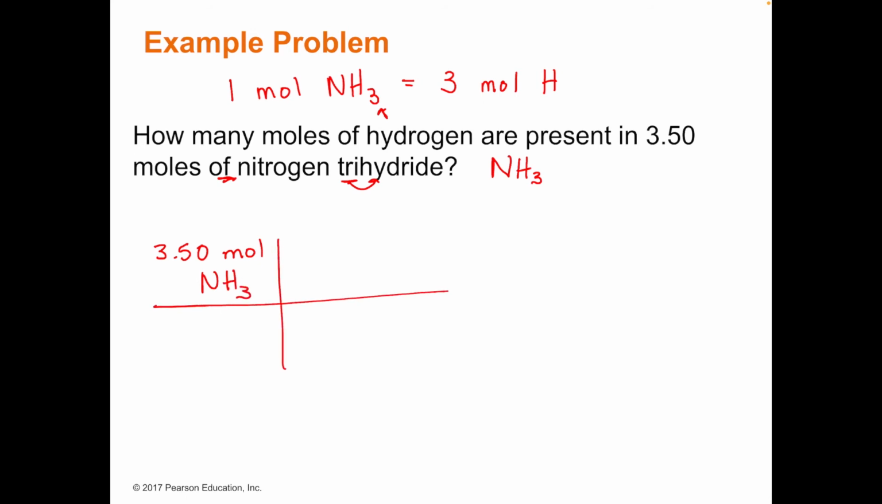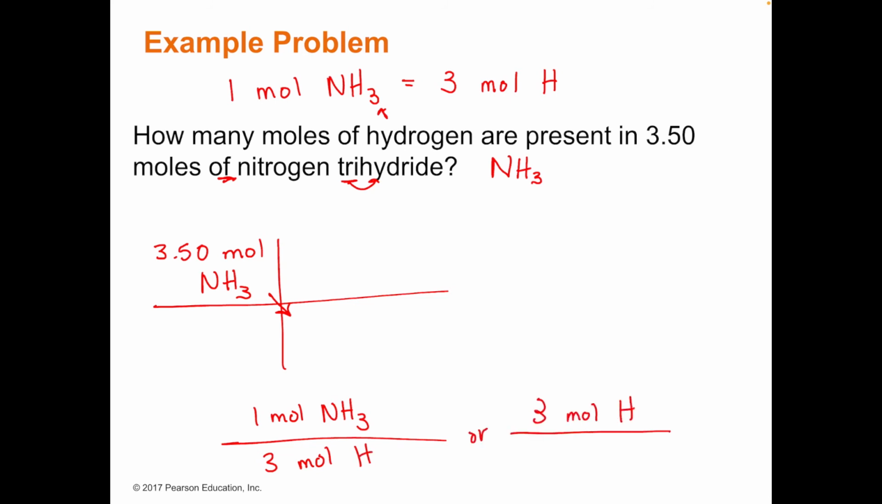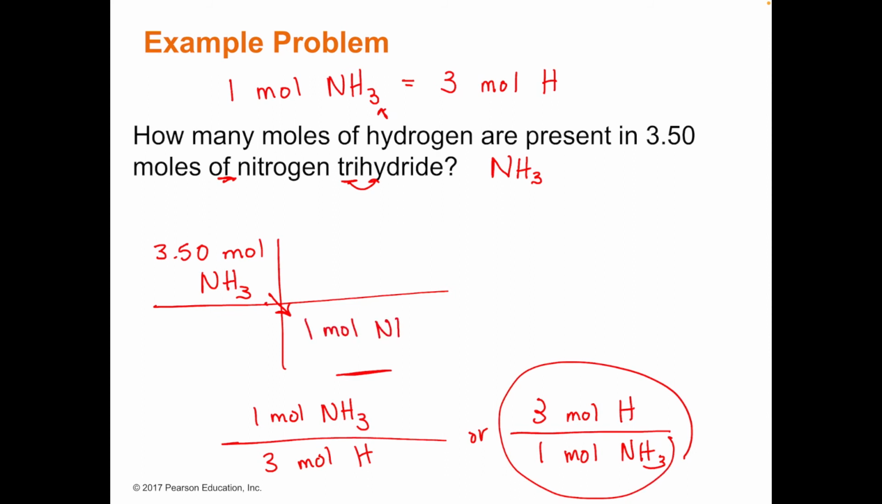And we know that we're going to have to cancel down and to the right. And so we can look at our 2 different conversion factors and figure out which one we need to use. So one of them will have 1 mole of nitrogen trihydride on the top and 3 moles of hydrogen on the bottom. Or we would have 3 moles of hydrogen on the top and 1 mole of nitrogen trihydride on the bottom. So again, we have to cancel down and to the right. So if we have moles of nitrogen trihydride here, we need to have it down here as well. That means we're going to use this one on the right. So 1 mole of nitrogen trihydride on the bottom and 3 moles of hydrogen will go on the top.